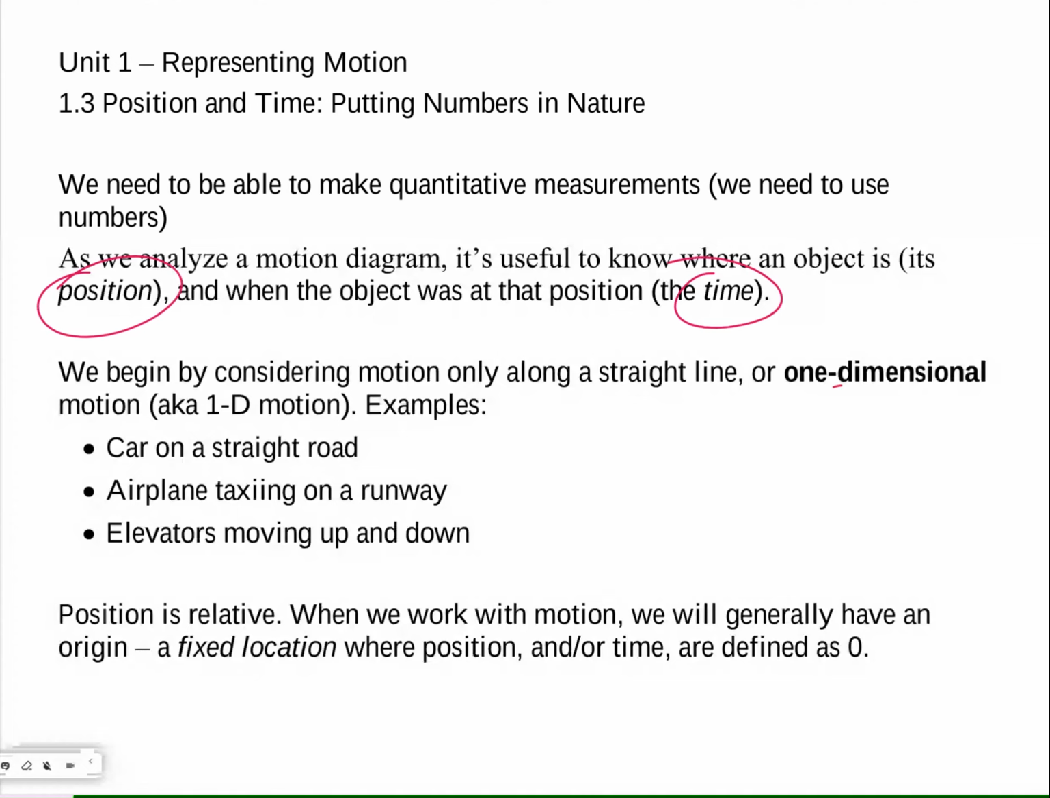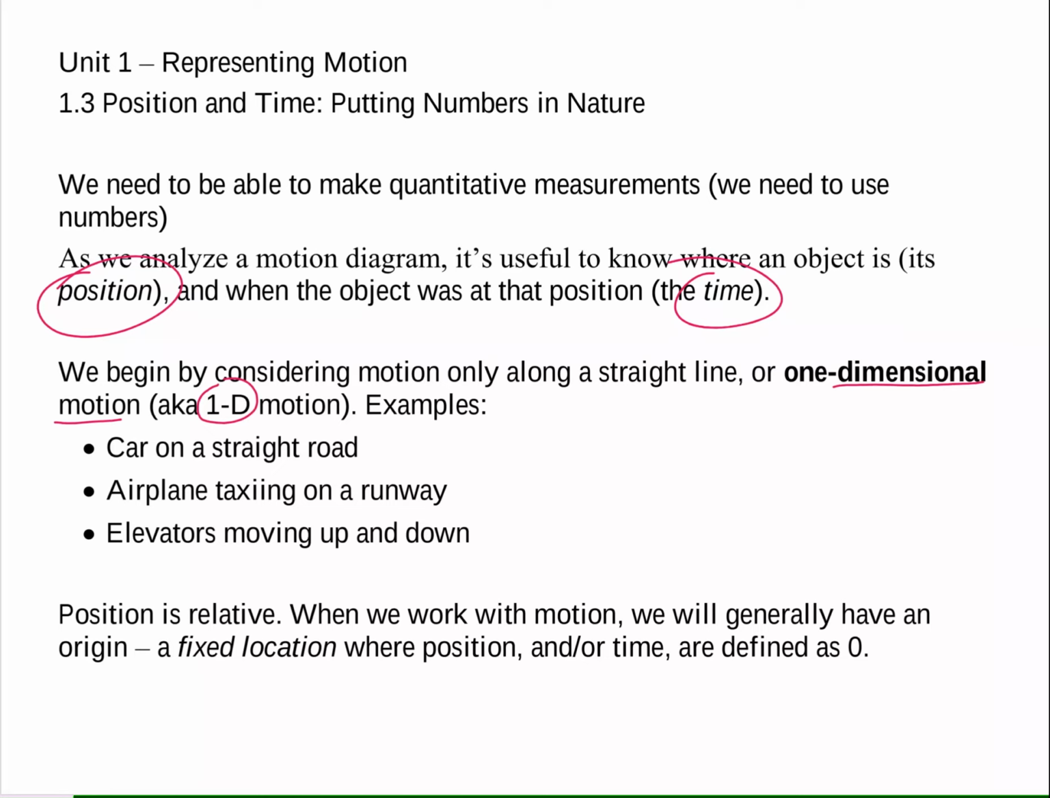That's called one-dimensional. I will abbreviate it sometimes to 1D motion. A car on a road, traveling straight down the road. Airplane taxiing on a runway, okay? Elevators moving up and down. So it doesn't have to be just horizontal motion. It can be vertical motion. We can be going down a ramp. That's also straight line motion, even though it seems like it's in two directions. It's actually still just one direction. We just look at it down the ramp, okay?